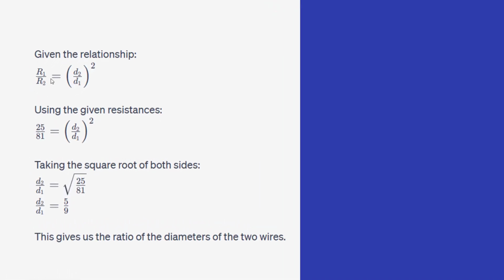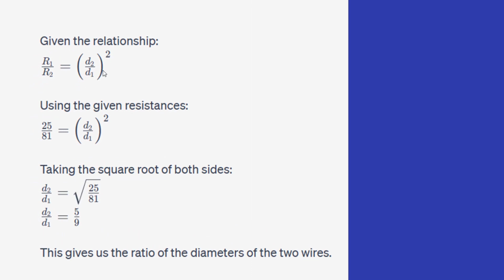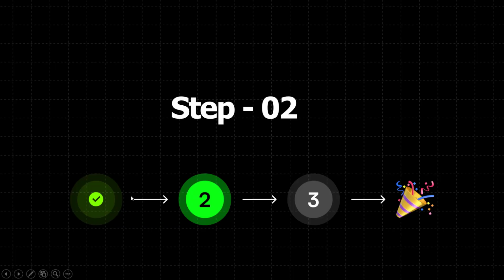So, we know that R1 divided by R2 equals D2 divided by D1 whole square. We know the value of R1 is 25 and we know the value of R2 is 81. We don't know the value of D2 and D1. So, I keep D2 divided by D1 as it is and the square root comes here. So, D2 divided by D1 equals 5 divided by 9.